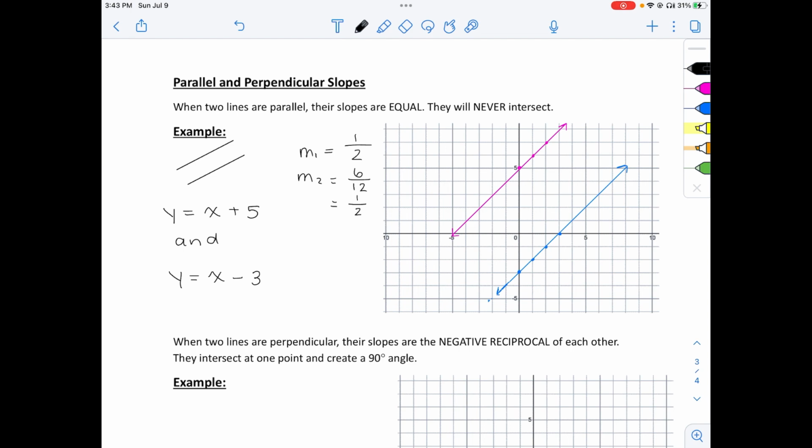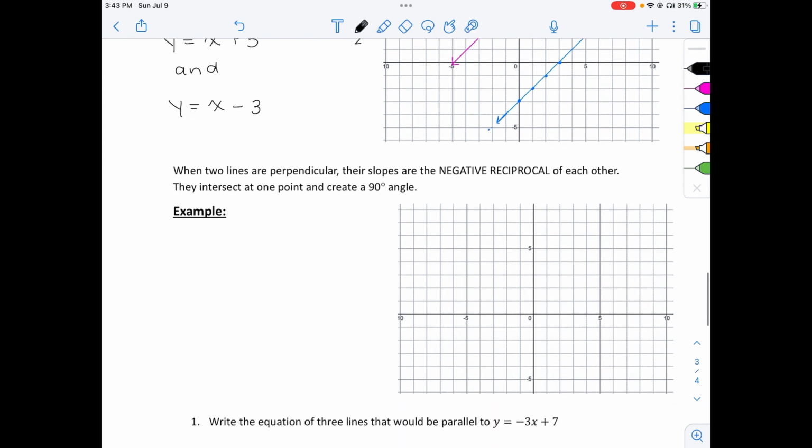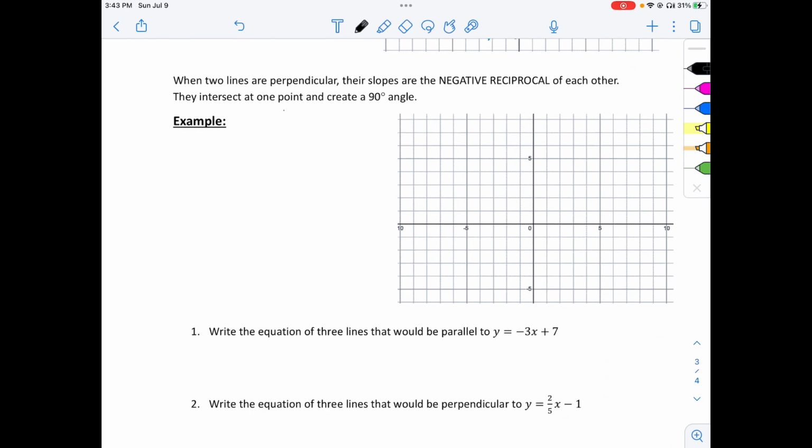The opposite to being parallel is being perpendicular. So perpendicular lines, it means that they intersect at a 90-degree angle. Okay, so if you think of a right triangle, two lines are going to cross at a 90-degree angle like this. Okay, and I could actually make this continue on.